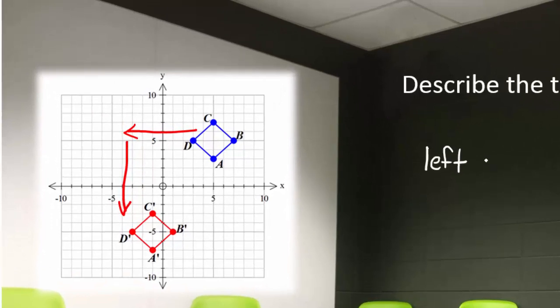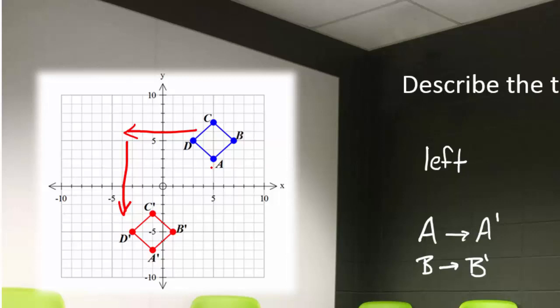And now we got to determine how many places left we went. So to do that, we want to pick a point and map it to its corresponding point. So you wouldn't map A to point C. You want to map A to A prime, B goes to B prime, and so on and so forth. So I'm just going to choose a coordinate, and it doesn't matter which one. I'm going to start with A.